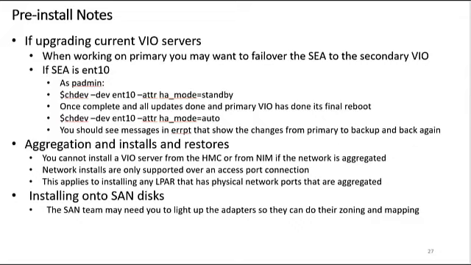Another couple of notes is that when you're doing installs and restores, you can't actually install any server, VIO, AIX, from the HMC or from NIM if the network is aggregated. Network installs are only supported over an access port connection. So you have a couple of options. One is initially to get access ports and then change them over later on to aggregates, or to take one of the ports on the card and just have it be a permanent administration access port that you use for doing maintenance. So that's something you need to think through.